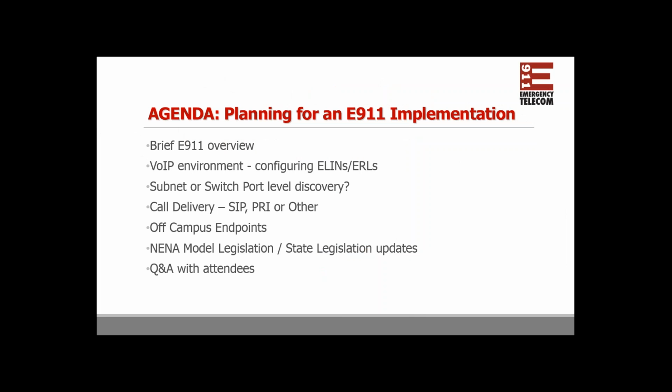So I just want to go over a brief agenda here. We're going to talk about E911 overview just to make sure everybody's on the same page. It looks like some people have been on some of our webinars in the past, but there's a lot of brand new people, so we want to make sure everybody's on the same page. We'll talk about the VoIP environment, configuring ELANs and URLs, and describe what ELANs and URLs are. And then what kind of subnet level or switch port level discovery you're going to be doing when you're talking about voice over IP phones, and then call delivery.